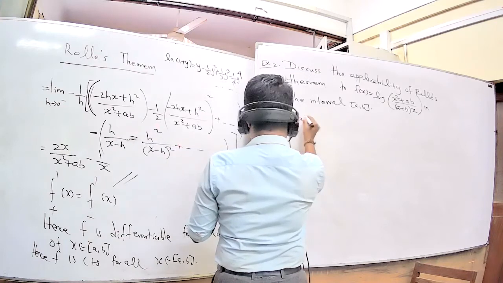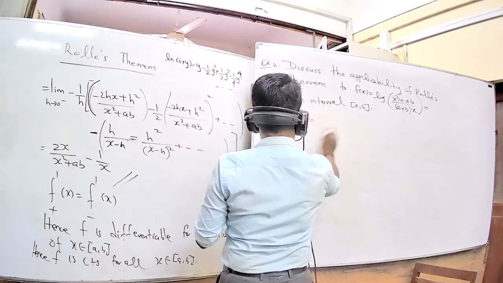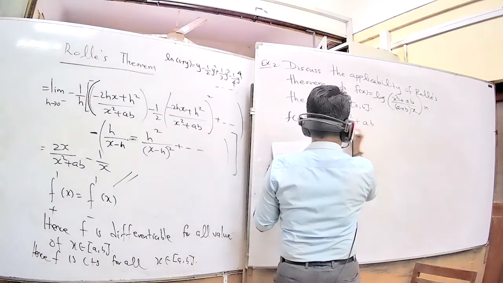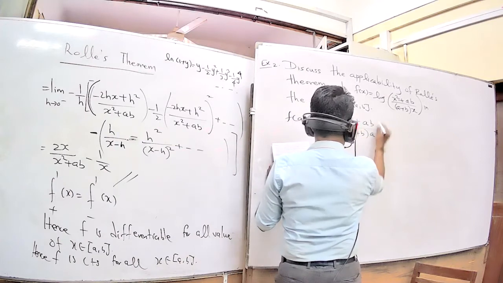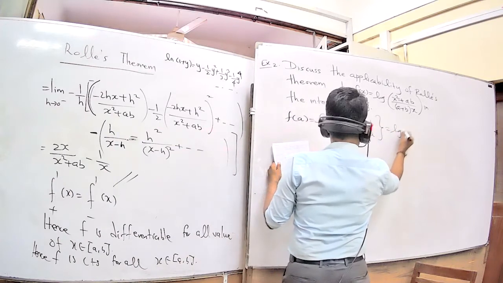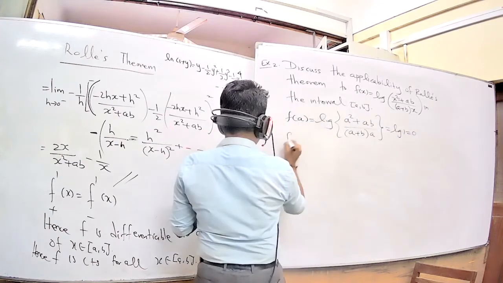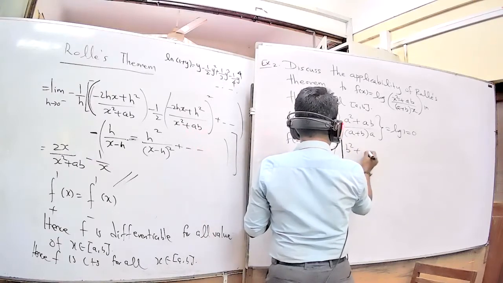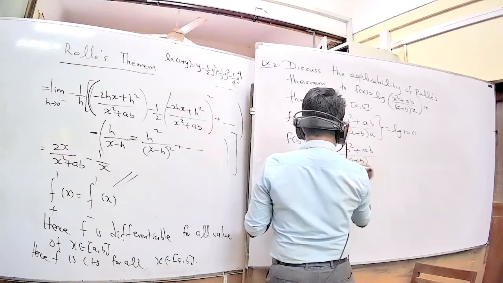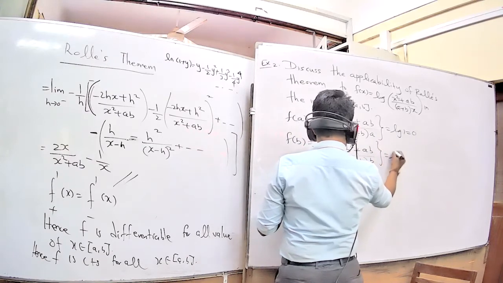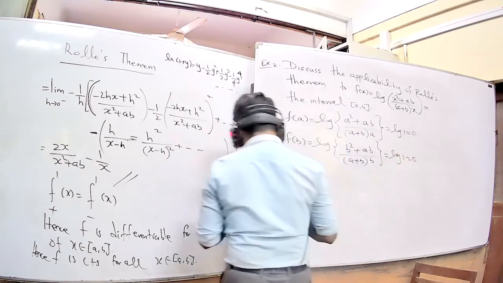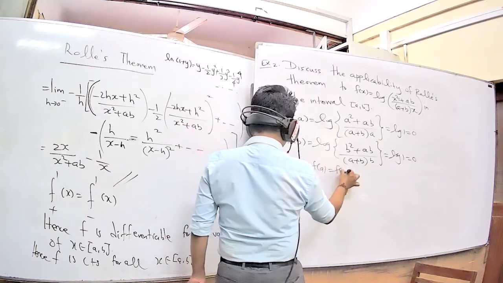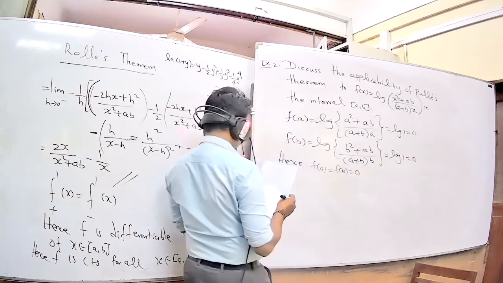Now what is f of a? f of a equals log 1, which is 0. f of b is also 0. So f of a equals f of b equals 0.